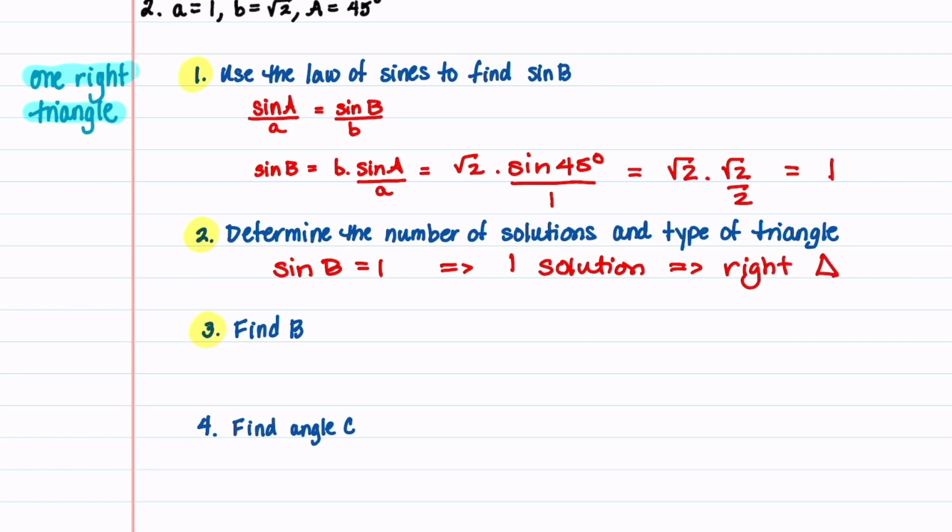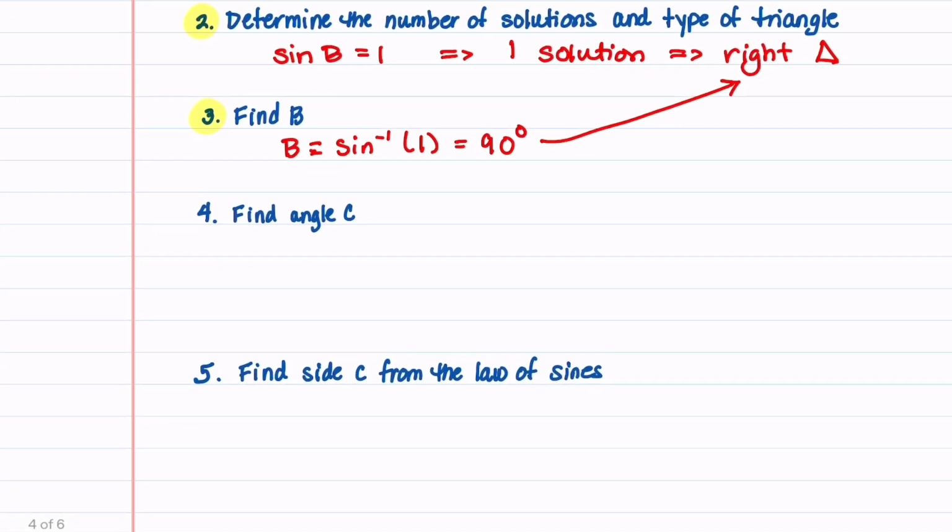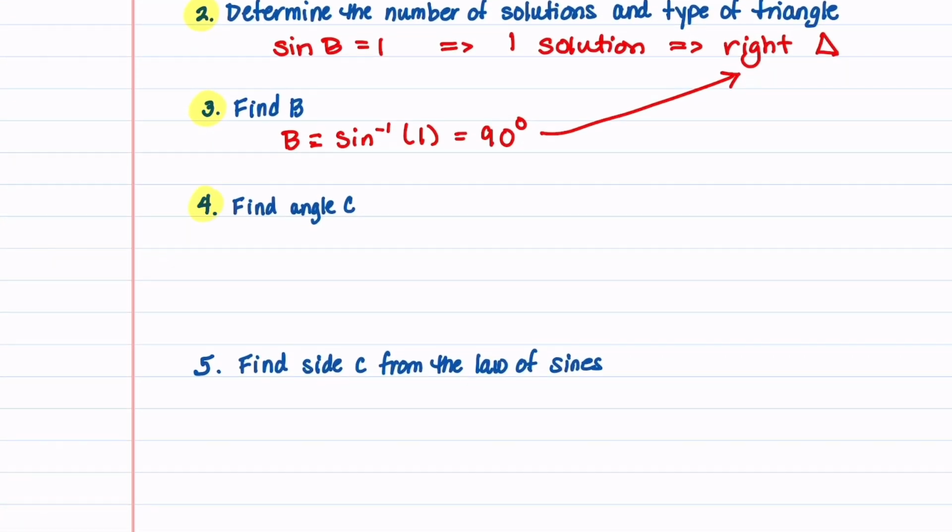Step 2 and step 3 in this case can be combined. Step 3 says that we need to find angle B. We know that B is the inverse sine of 1, which is 90 degrees, which is why we knew it was a right triangle. Our next step is to find angle C.